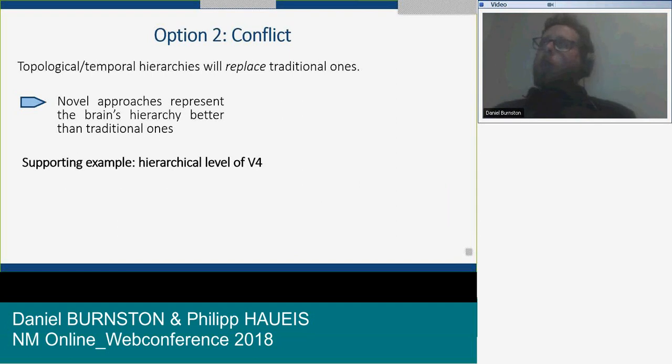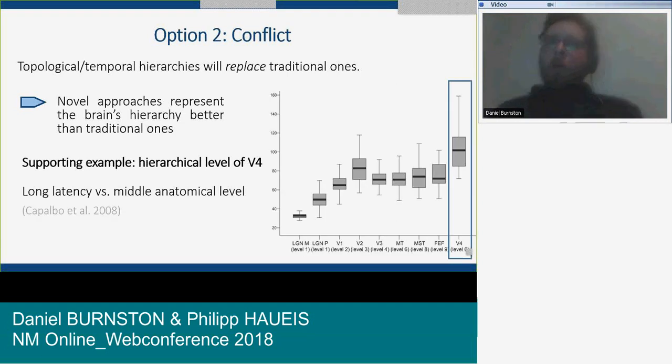So area V4 is layer 6, I believe, in Felleman and Van Essen's hierarchy. And what that suggests is that it should play a very well-defined representational role. Also, that its activation should follow the activation of areas earlier than it in the hierarchy, and should precede the activation of areas later than it in the hierarchy. But what Capalbo et al.